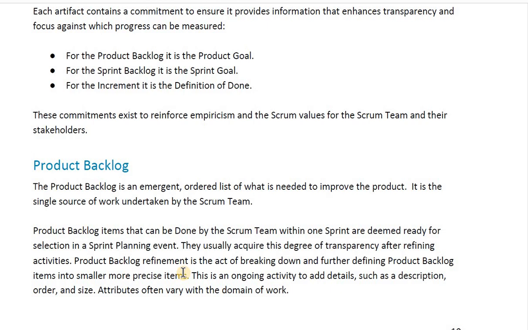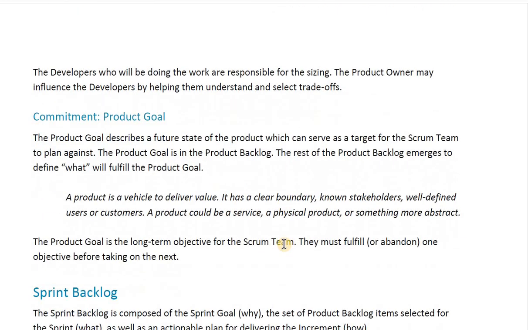To add details such as description, order and size, attributes often vary with the domain of the work. The developers who will be doing the work are responsible for sizing. That means the question can be asked, who will be responsible for doing the sizing of the product backlog? The answer is the developers are responsible for the sizing. The product owner may influence the developers by helping them understand and select trade-offs.